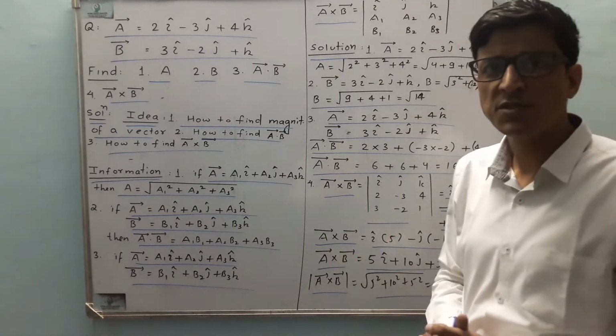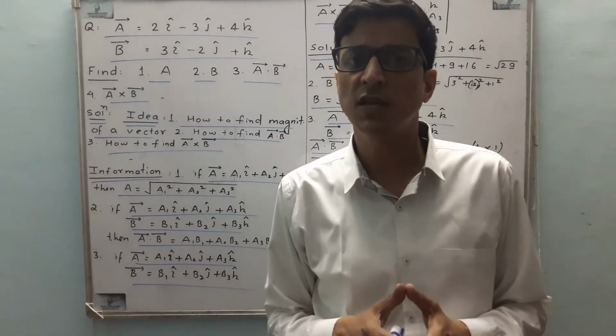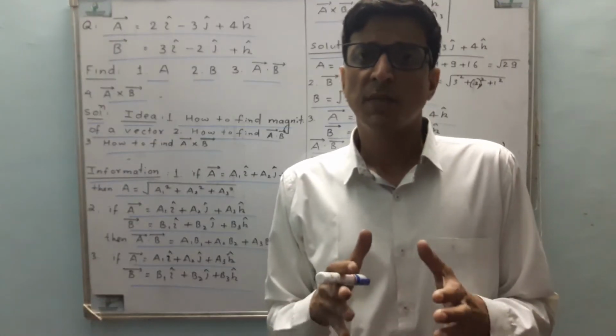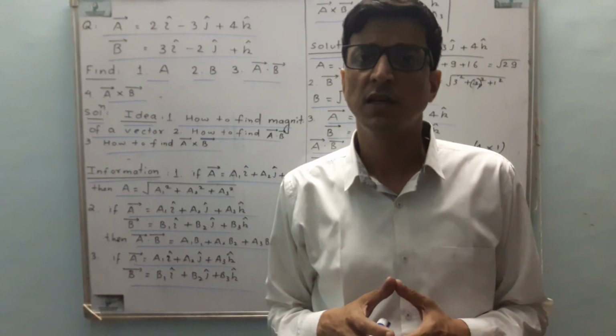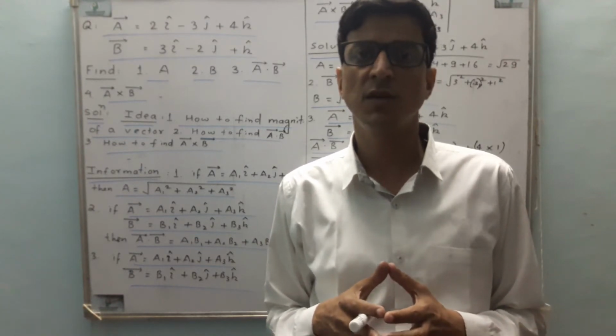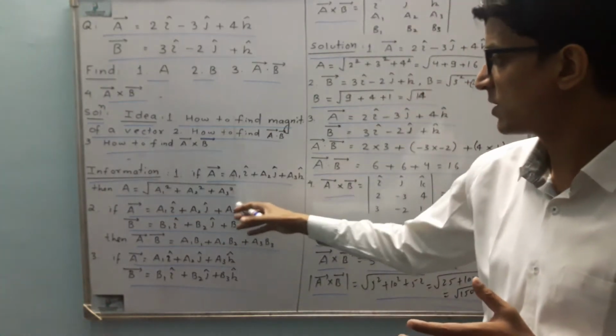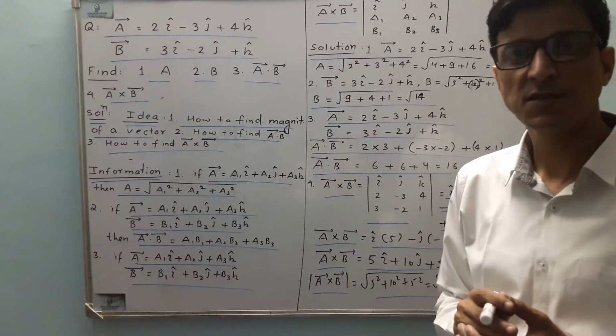Let's move to the information part. We know that if there is a vector A equal to A1 i cap plus A2 j cap plus A3 k cap, then the magnitude is given by: mod of vector A is equal to root under A1 square plus A2 square plus A3 square. So in this way you can use this result.